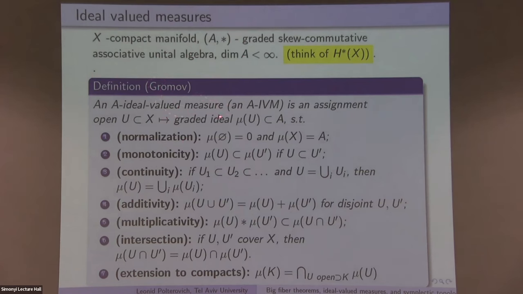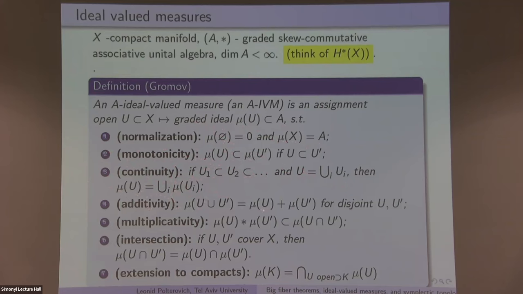What is an ideal valued measure? It is an assignment. Let's start with open sets. To each open set U corresponds a graded ideal mu of U in A. And here are the properties. We have normalization: mu of the empty set is zero, and mu of everything is everything. It's monotone by inclusion. It's continuous in a kind of obvious way: if the open set is exhausted by open sets U_i, then the measure is the limit. Then there are two kinds of dual properties, additivity and intersection.